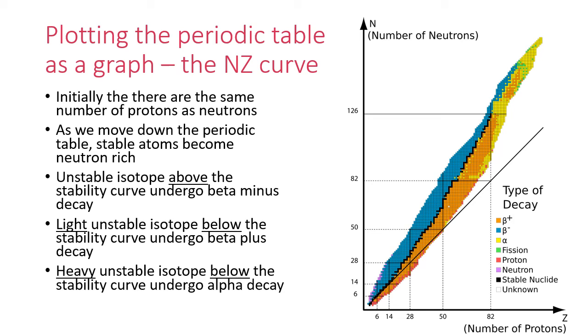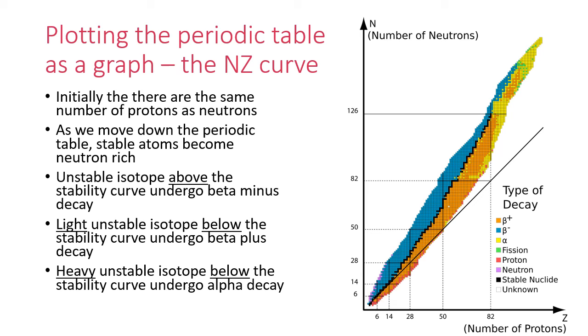If we try and draw the NZ space for the entire periodic table, as well as all the unstable isotopes we know about as well, we can get a graph like we have on the right. The black dots are the stable nuclides, whereas the coloured dots are unstable isotopes that decay in different ways. So the black dots are a bit like plotting what we see on the periodic table in terms of the number of neutrons and protons.